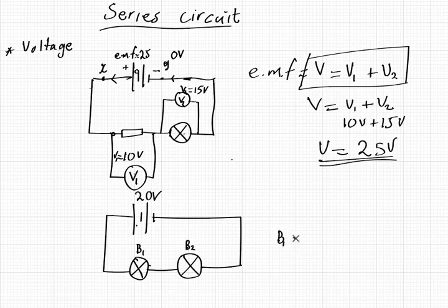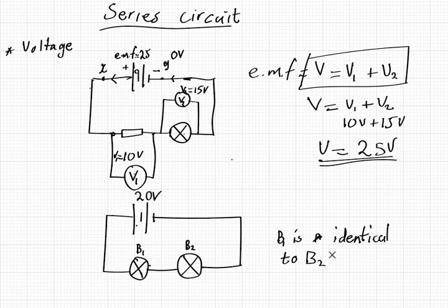B1 is identical to B2. What it means is their resistances are the same. The resistance is the same. That's why they say B1 and B2 are identical, right?